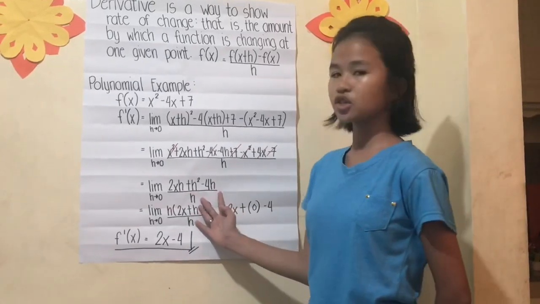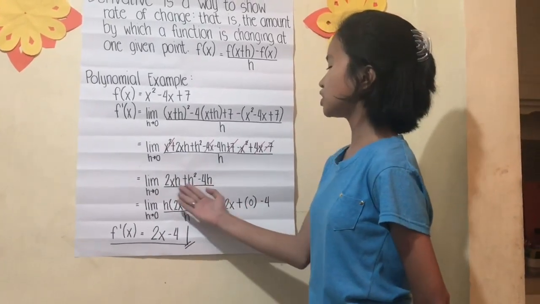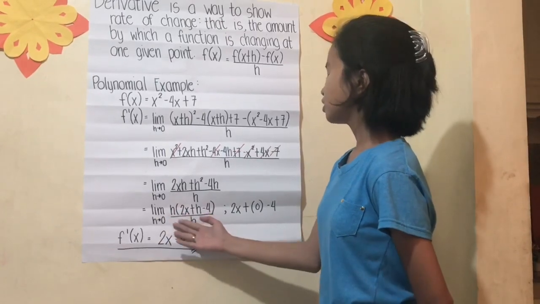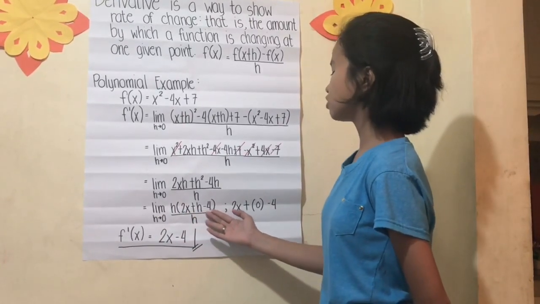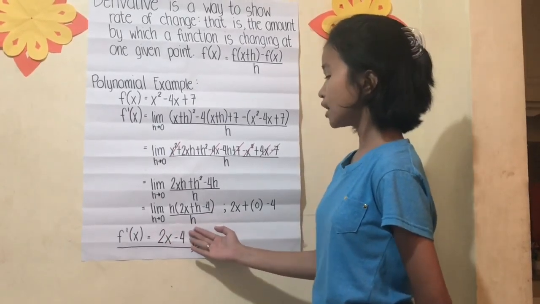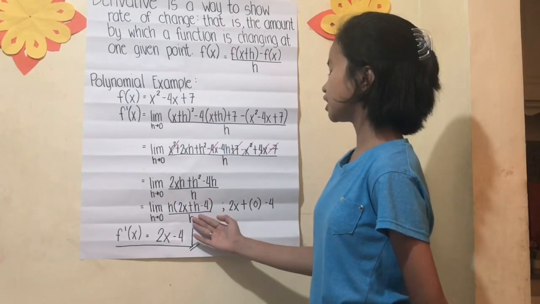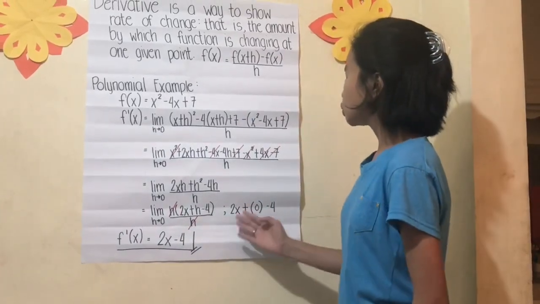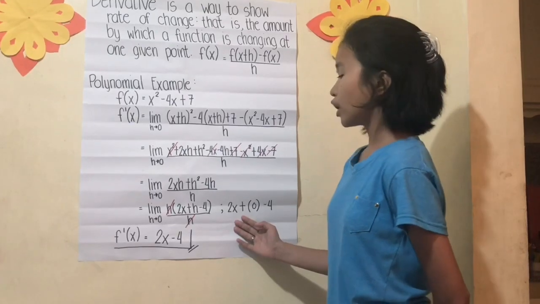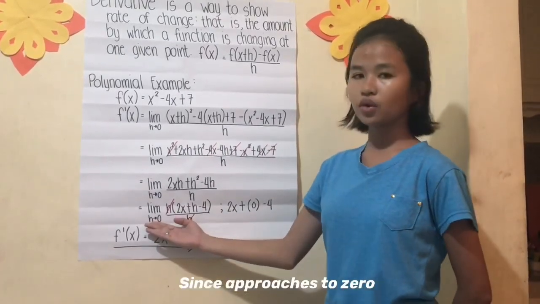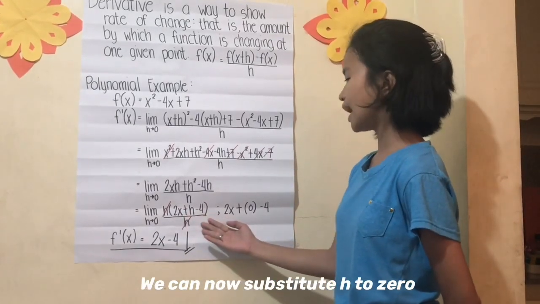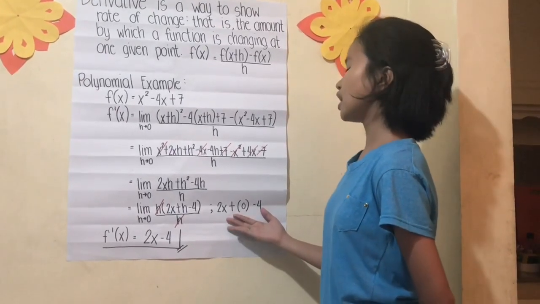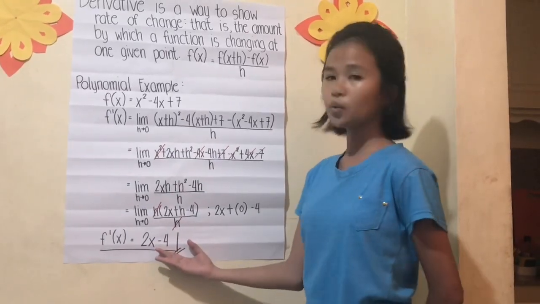So as you can see in this equation, each term has the same variable, which is h. That means we can factor out h. We have the limit of h times the quantity 2x plus h minus 4 over h as h approaches 0. Since we have h in the numerator and h in the denominator, that means we can cancel out h, arriving at 2x plus h minus 4. So, since h approaches 0, we can now substitute h with 0. We have the limit of 2x plus 0 minus 4 as h approaches 0. And the final answer will be f prime of x is equal to 2x minus 4.